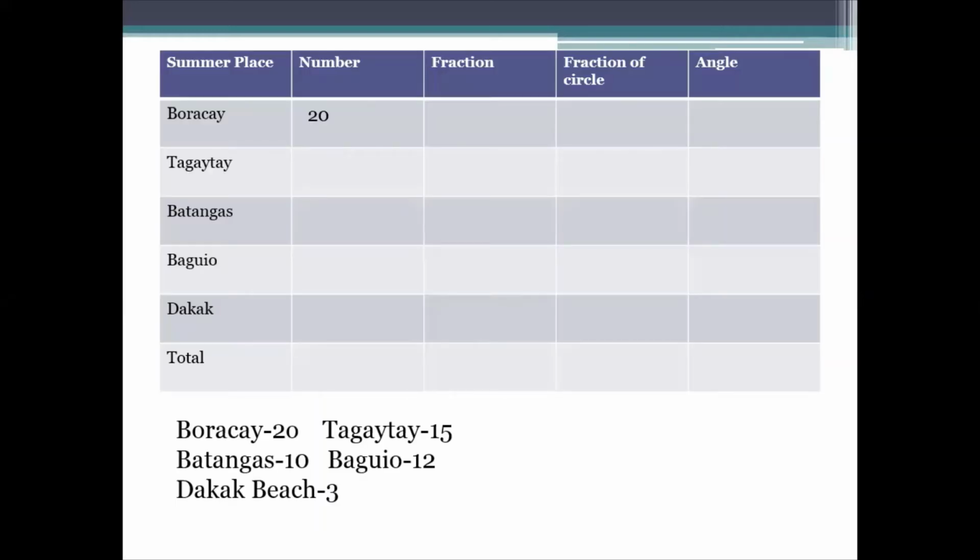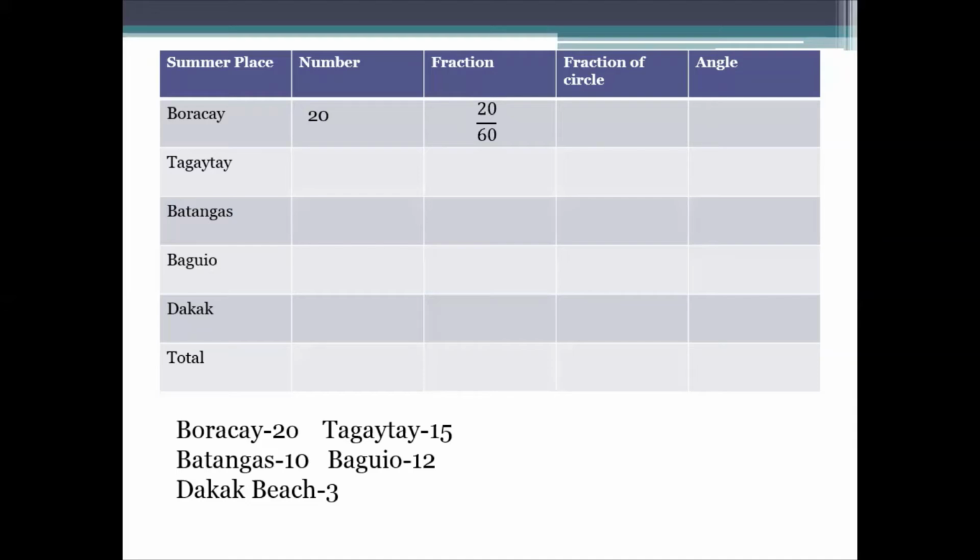We have here the summer places where the grade 6 students want to spend their summer vacation: Boracay, Tagaytay, Batangas, Baguio, and Dakak. For Boracay, there are 20 students who want to spend their summer vacation. Put into a fraction, we have 20 over 60. The 20 is the number of students who voted for Boracay, and the 60 is the total number of students surveyed.